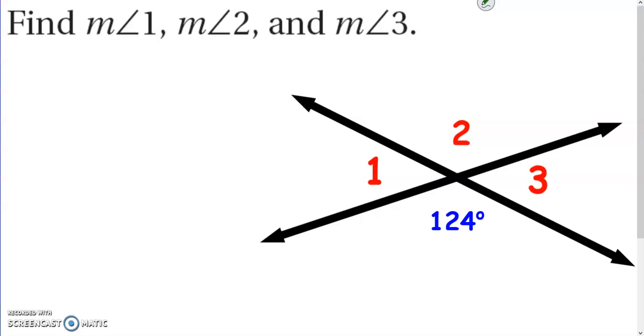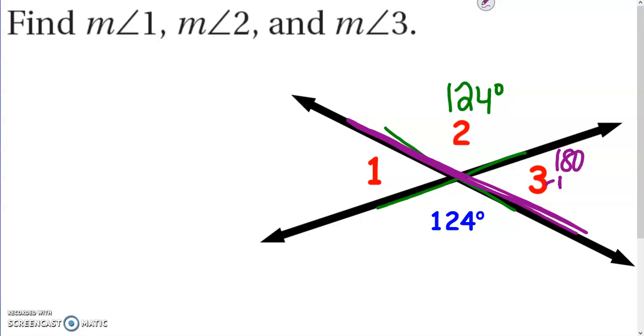So same thing here. If this angle is 124 degrees, then we know that angle 2 also has to be 124 degrees because they are vertical angles formed by two intersecting lines. And then if we look at angle 2 and angle 3, we know that these two angles add up to 180 degrees. So if we do 180 minus 124, we get 156 degrees. And then angle 1 and angle 3 are vertical angles, which means that they are congruent. So angle 1 is 156 degrees.